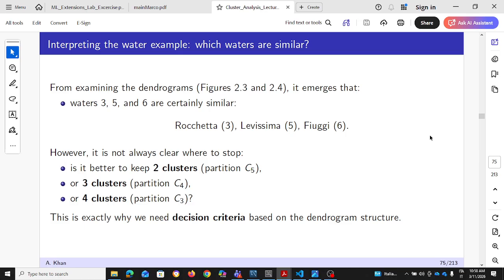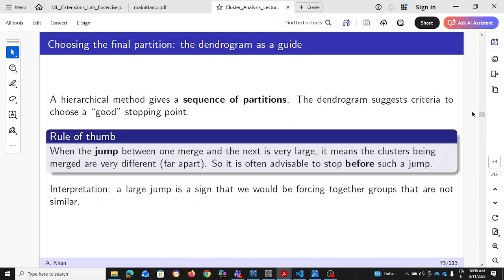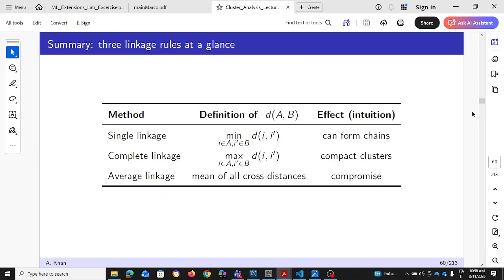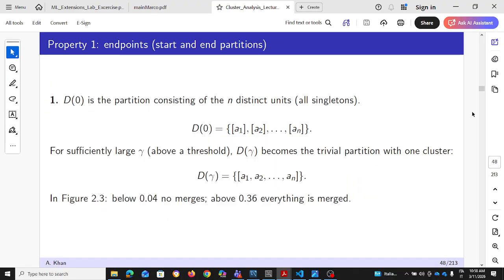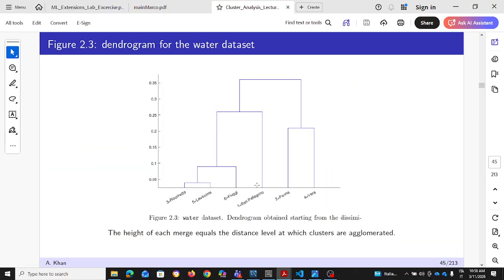Now, an interesting scenario here. From our example yesterday, if you remember the first clusters. Okay, so our first cluster is between 3 and 5. And the second cluster is between 3, 5 and 6. Correct? Then we have the third and the fourth.